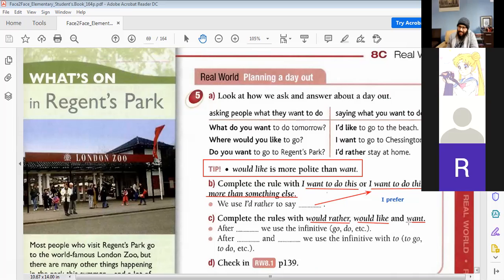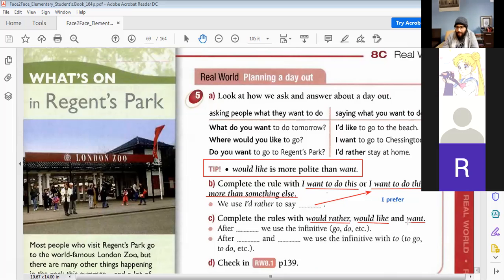Yeah, that's correct. It means the person doesn't like both options. The boy didn't like going to the beach and he didn't like Regent's Park. I'd rather stay at home.